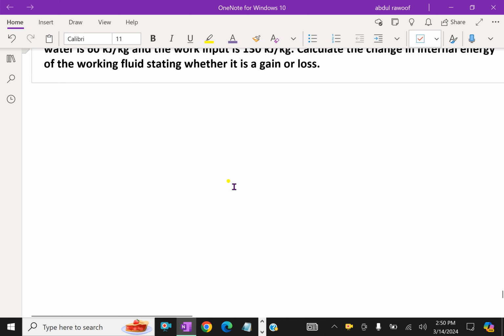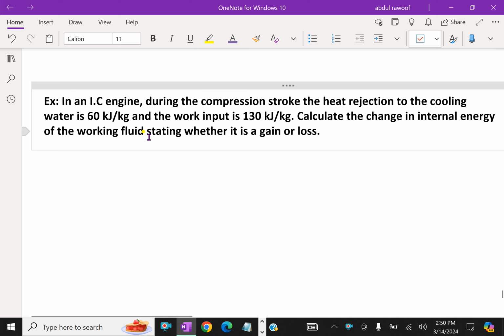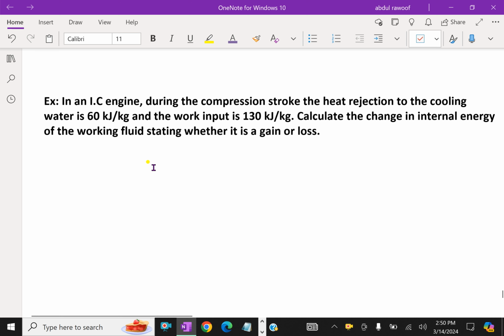Look at this example. In an IC engine, during the compression stroke, the heat rejection to the cooling water is 60 kilojoule per kg and the work input is 130 kilojoule per kg. Calculate the change in internal energy of the working fluid, stating whether it is gain or loss. Look here: heat rejected to the cooling water.